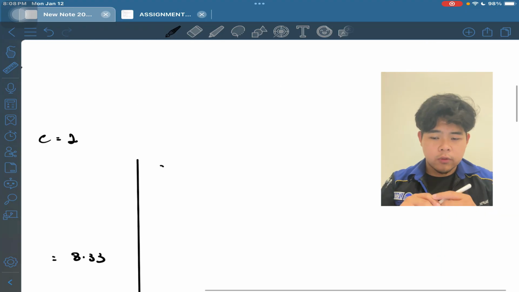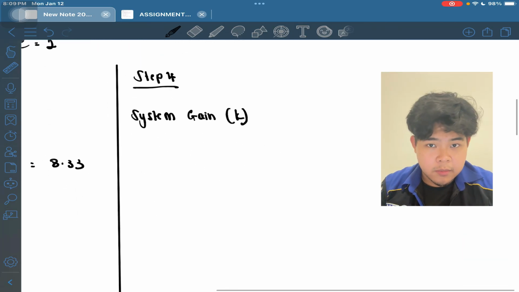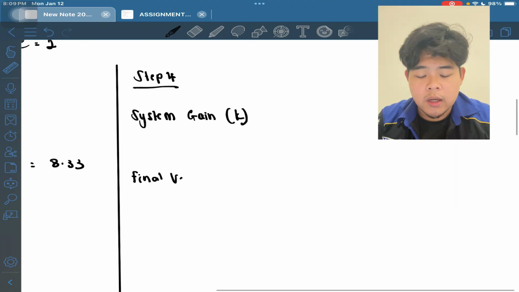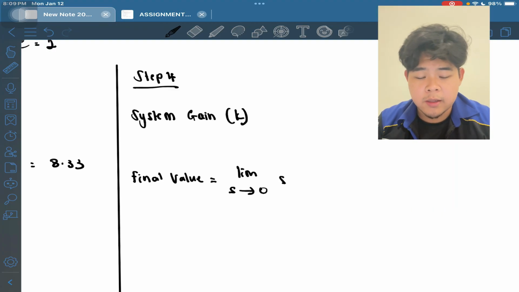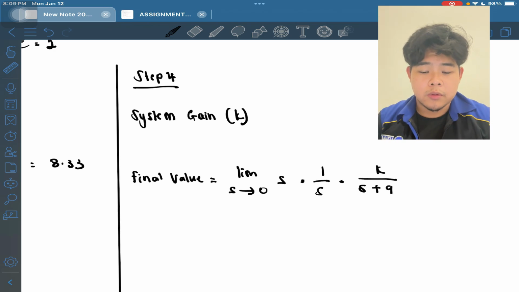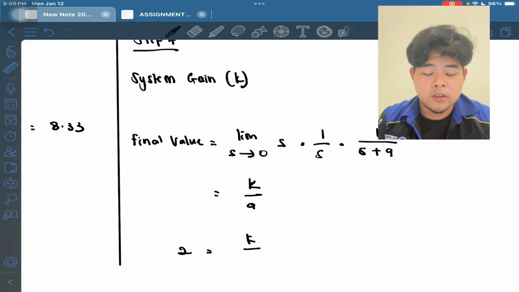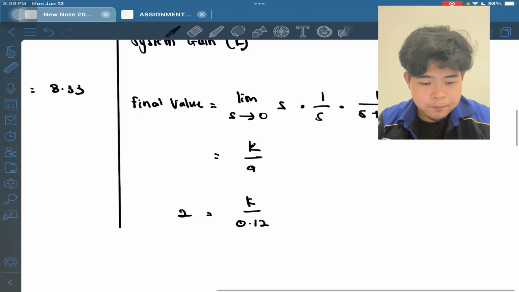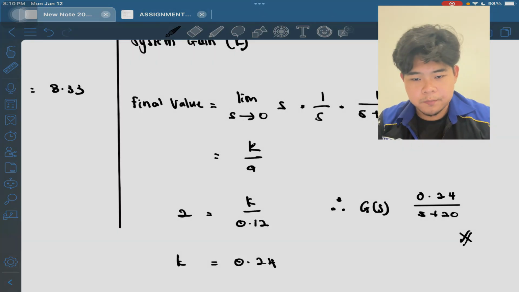Okay, and next for step 4, finally, we need to find system gain. So system gain K, final value, limit s approaching to 0, s times 1 over s times K over s plus a. So that is equals to K over a. So 2 equals K over 0.12, and then we will get a total of K, which is 0.24, and then we can finalize that with G(s) equals 0.24 over s plus 20.